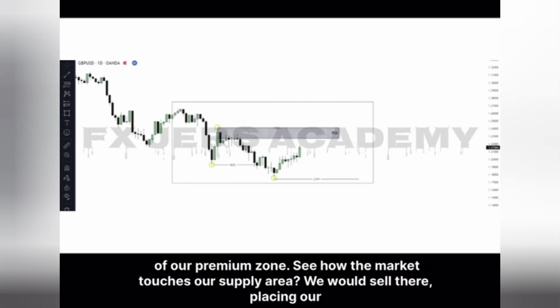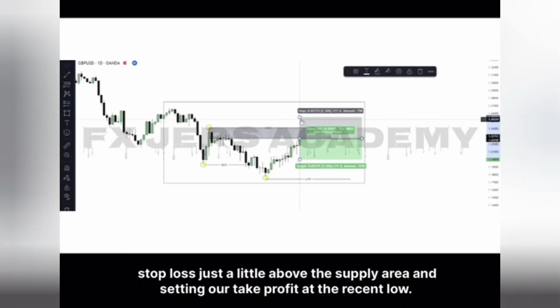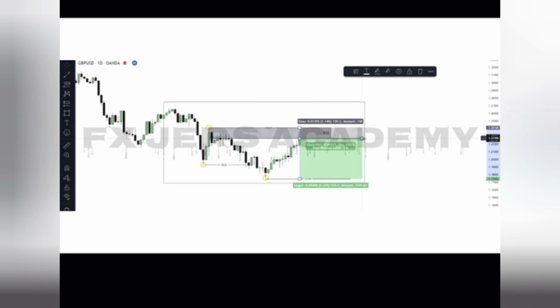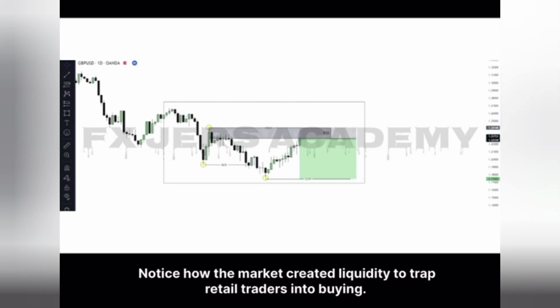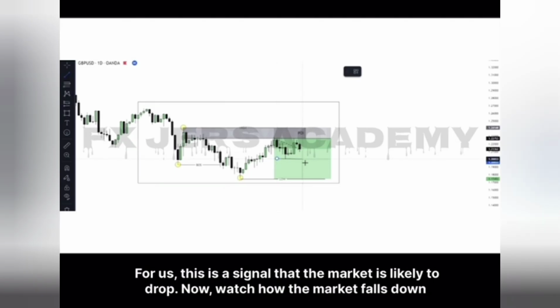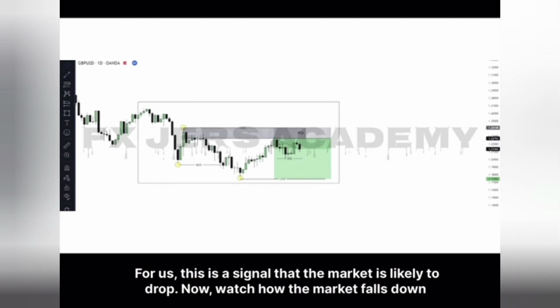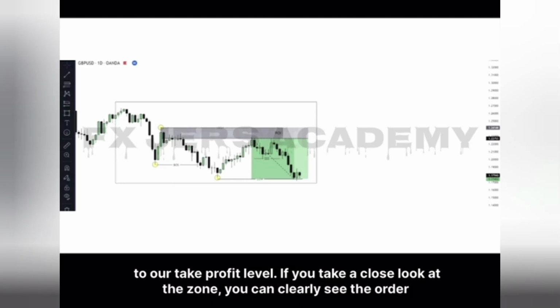See how the market touches our supply area? We would sell there, placing our stop loss just a little above the supply area and setting our take profit at the recent low. Notice how the market created liquidity to trap retail traders into buying. For us, this is a signal that the market is likely to drop. Now, watch how the market falls down to our take profit level.